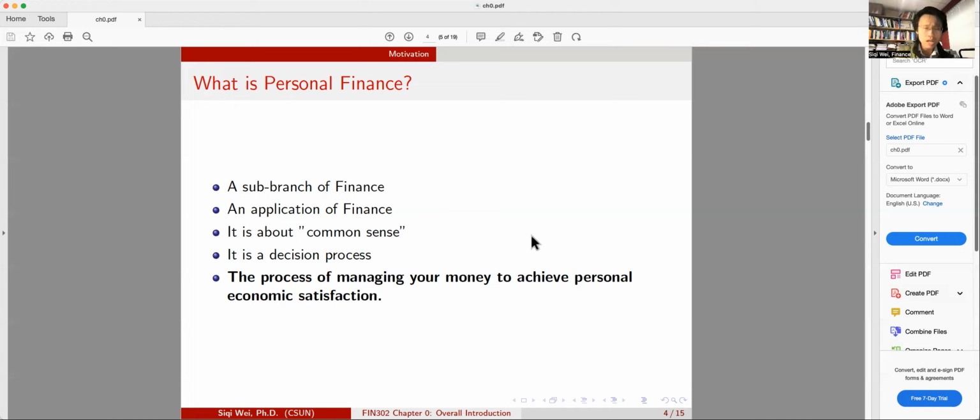It depends upon your initial objective in terms of why you want to take this class. I mean, it's really a subjective thing, right? So each one of us has our own unique measurements in terms of how we gauge the economic satisfaction for a specific set of financial decisions. Okay, so it's a highly subjective thing.